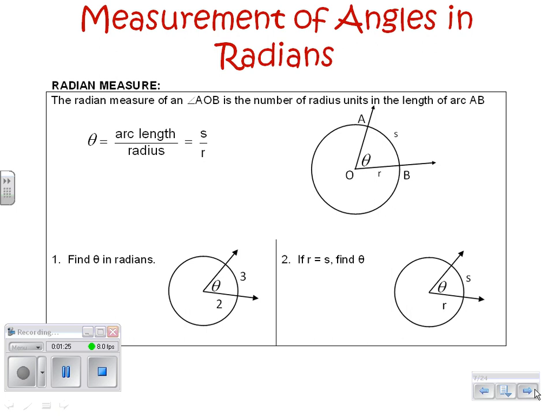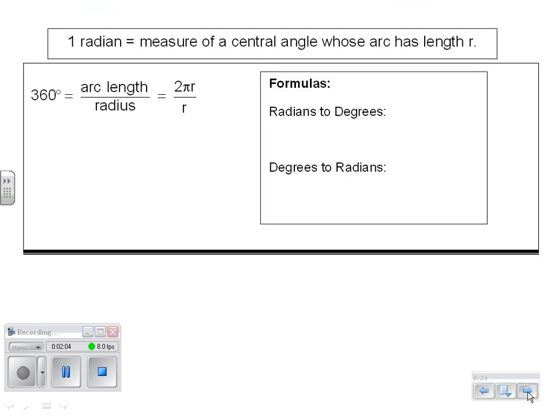The measurement of an angle theta in radians is found by looking at its arc length and dividing it by the radius. The arc length is S and the radius is R. We're saying how many radii, and then how much more than that. So we write it as a fraction, S divided by R. To find theta in radians here, we put S, which is 3, divided by R, which is 2. If R equals S, then S over R is 1, since any number divided by itself is 1. So 1 radian is the measure of a central angle whose arc has length r.